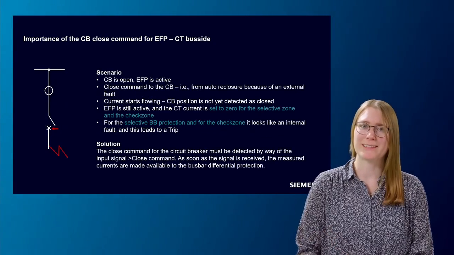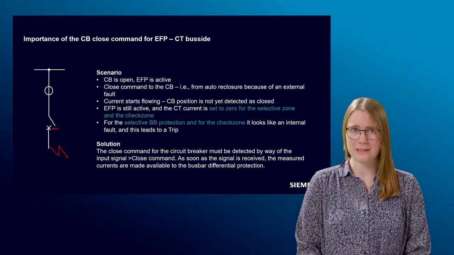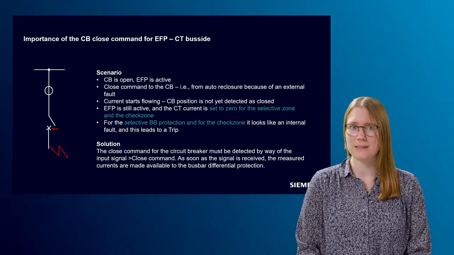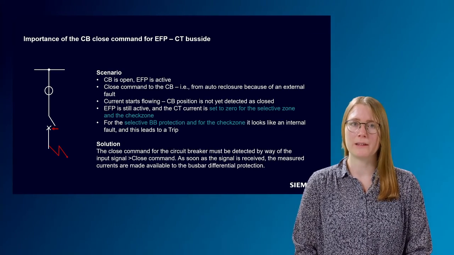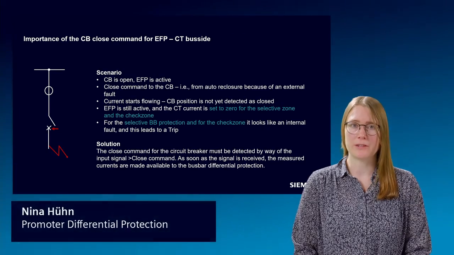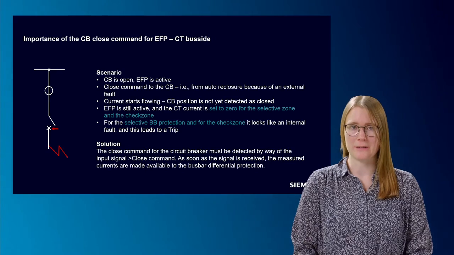What I just explained in general for a feeder, I would now like to apply specifically to the use cases CT bus side and CT line side. Then it should also be clear why we removed the current from the check zone in one case and not in the other. Let's start with the CT on bus side.